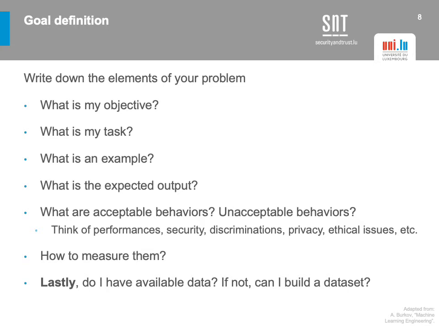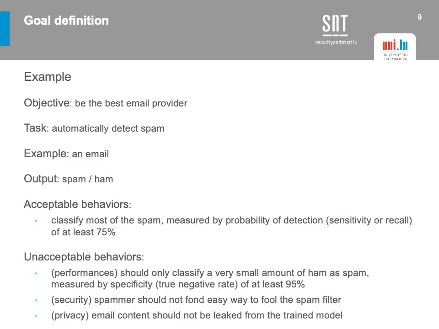Once you have done that, you can ask, do I have available data, or can I build a dataset? We will see that in more detail. Let's take an example here: spam filtering. What is the objective in this case? Well, I'm an email provider, and I want to offer the best services possible to my users. This is the general objective, and you see that it's very general. It's the objective of my company or my project in general. The task here is to automatically detect spam in order to provide this service to the user, so that they are not annoyed by constant spamming.